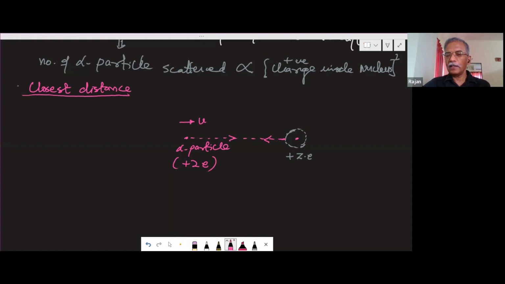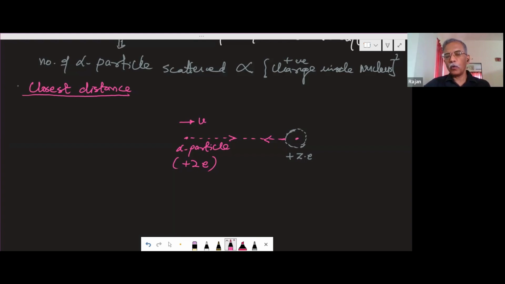This is the size of the nucleus. Is it clear what I said? Yes, sir. So if velocity is more, an alpha particle you are able to push into that nucleus. Once it is inside the nucleus, the rule is different. The rule is governed by nuclear forces. Nuclear forces are always attractive.